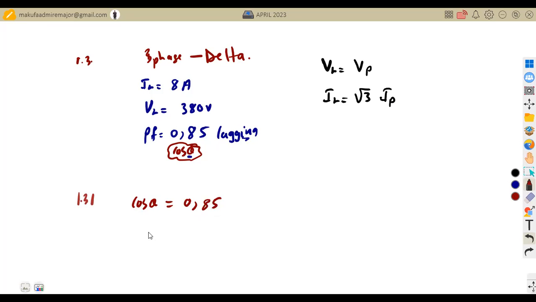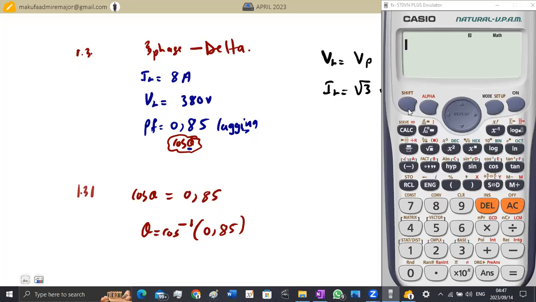So how do I find theta? Theta is going to be the arc cos of 0.85, from our trigonometry. On the calculator, that is shift cos. Your calculator must always be in degrees. So here we are determining arc cos of the decimal we are given, 0.85, and this is going to give us the angle.